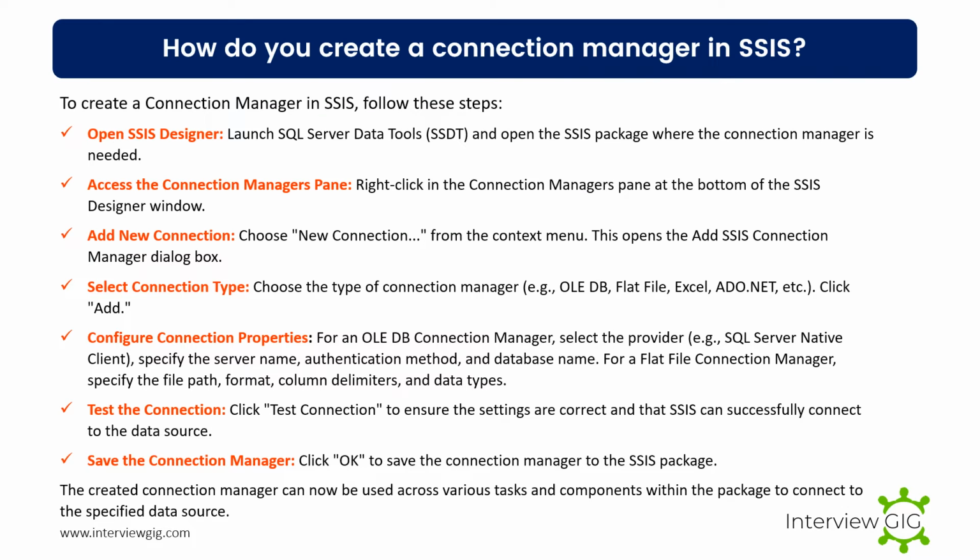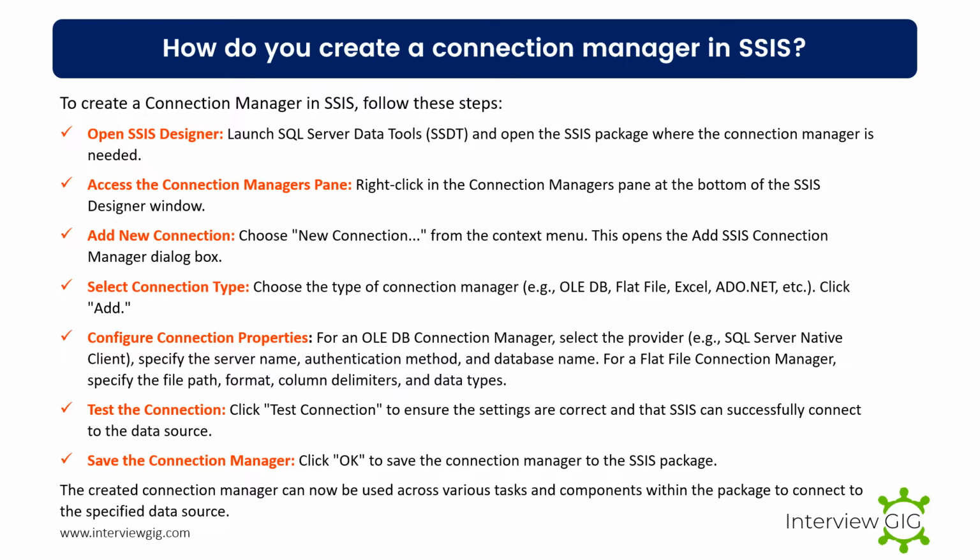How do you create a connection manager in SSIS? Answer: to create a connection manager in SSIS, follow these steps. Open SSIS Designer: launch SQL Server Data Tools and open the SSIS package where the connection manager is needed. Access the Connection Managers pane: right-click in the Connection Managers pane at the bottom of the SSIS Designer window. Add New Connection: choose New Connection from the context menu. This opens the Add SSIS Connection Manager dialog box. Select connection type: choose the type of connection manager. Click Add.